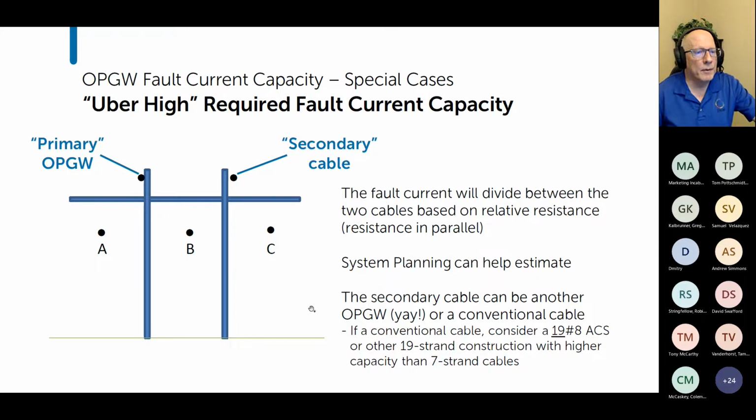As I say, the secondary cable could be another OPGW. I, as an OPGW supplier, like that a lot. Or you could use a conventional cable. If it's a conventional cable, I would urge you to consider a 19-strand construction. So that the fault current capacity of this second cable would be significantly higher. And the flip side of that is that its resistance would be significantly lower so that you would get better sharing of that load. 19-strand construction, in my opinion, would be better in today's environment than the traditional 7-strand cables that have commonly been used. So, sharing the load.